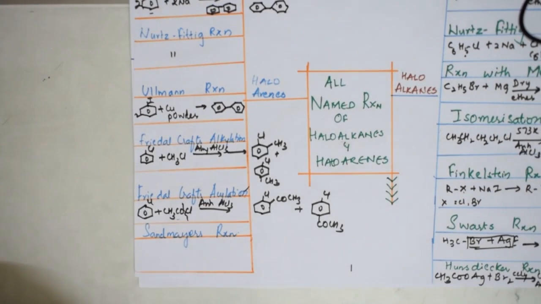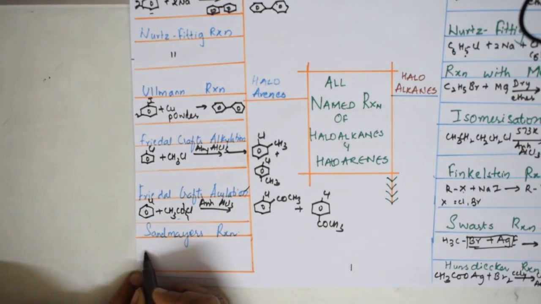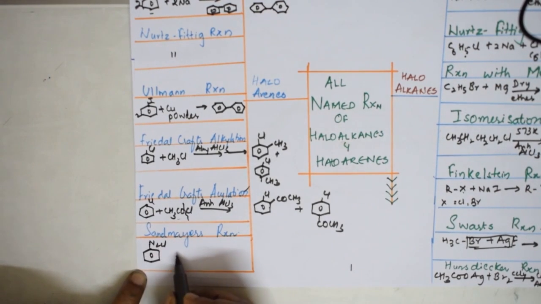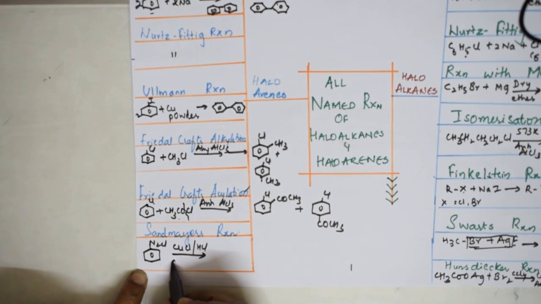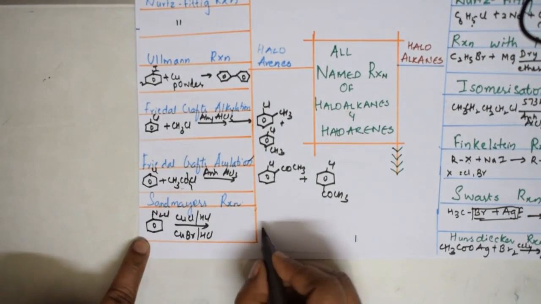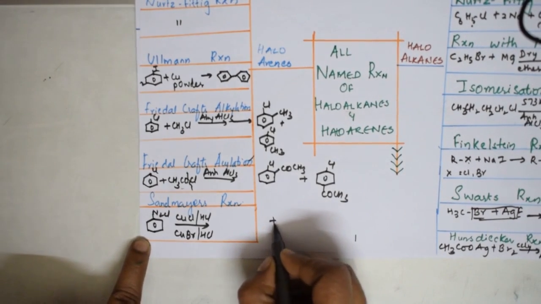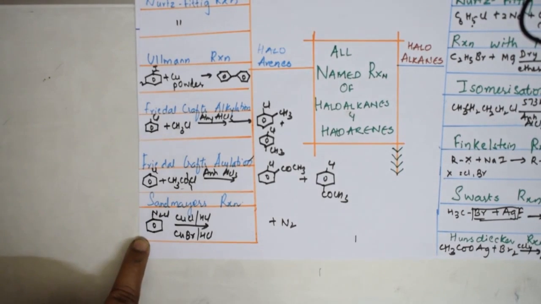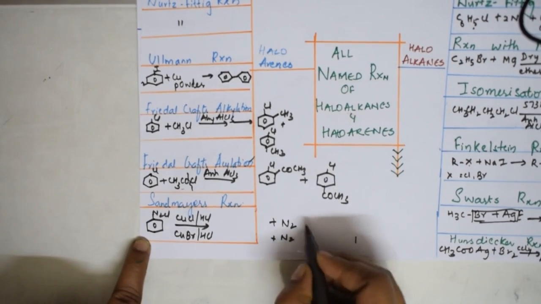The last reaction is the Sandmeyer reaction. I did it already. In Sandmeyer, you're going to take first benzene diazonium chloride, C6H5N2Cl. What are you going to introduce? You're going to introduce CuCl with HCl or CuBr with HBr. What happens? You get two different products. So in the benzene diazonium chloride, what is the important thing? Nitrogen gas comes out. That is important. So in both cases, nitrogen gas comes out.